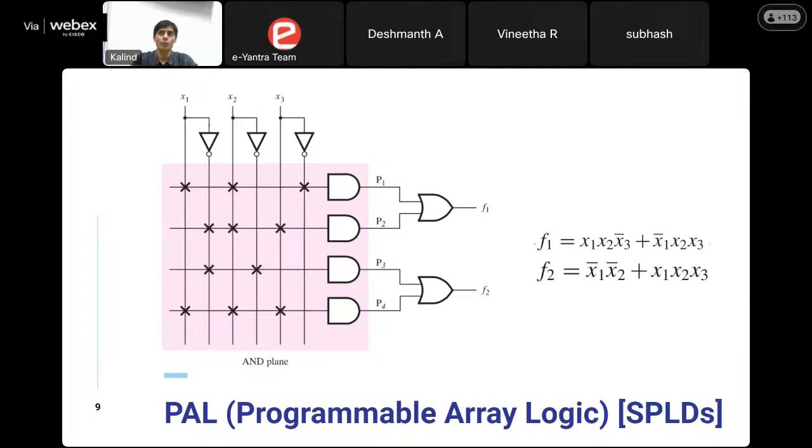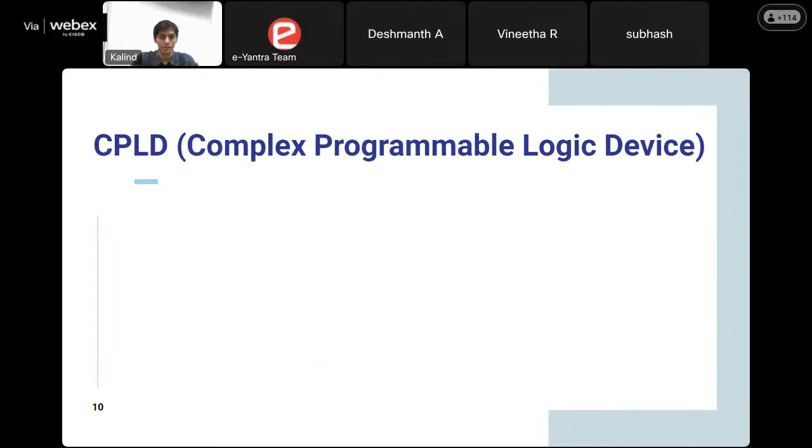But if you want to design large logic circuitry, let's say you have, for example, 100 input variables and you want to create more and more logic output functions or boolean functions out of them, it is not possible with this PAL because you will require lots and lots of AND gates and lots of OR gates. So it is going to consume more and more space on your chip, right? That's how CPLDs came into existence.